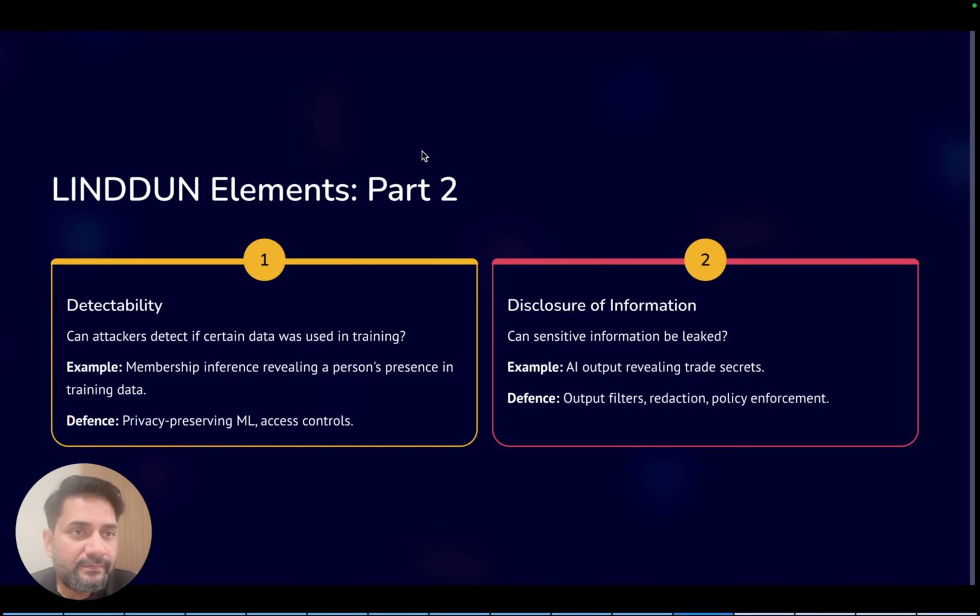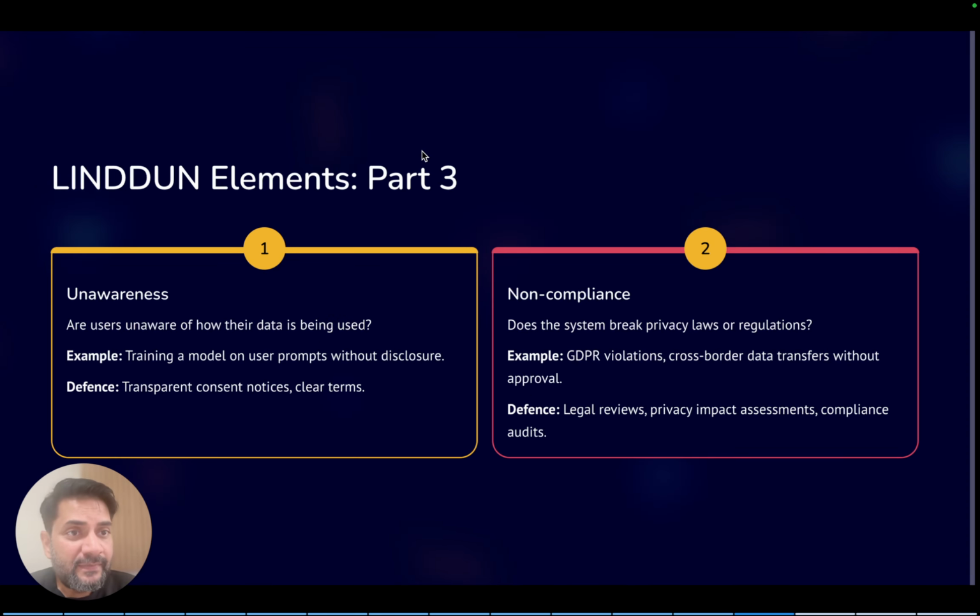And sixth one is unawareness. Are users unaware of how their data is being used? For example, training a model on user prompts without disclosure. The defense is transparent consent notices and clear terms. The last one is non-compliance. Does the system break privacy laws or regulations? For example, GDPR violations, cross-border data transfers without approval. The defense is legal reviews, privacy impact assessments, and compliance audits.